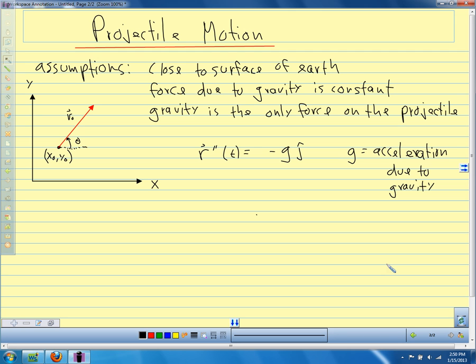We're going to say that our initial position, r of 0, is the position vector x0, y0. And r prime of 0 is just our initial velocity vector, v0.